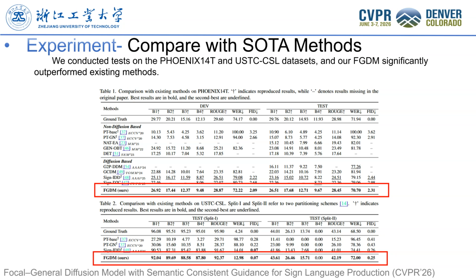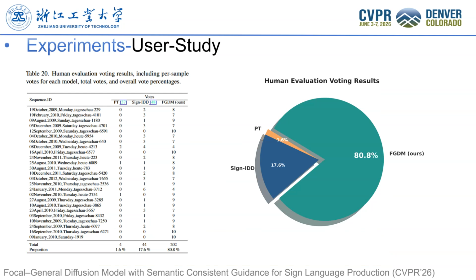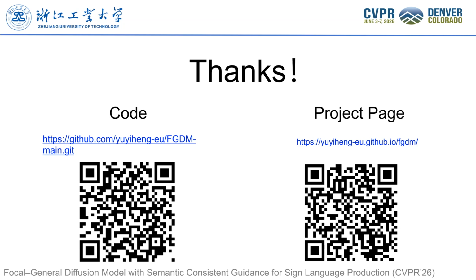Considering that existing metrics may not fully reflect model quality, we conducted a user study. In this study, participants were asked to vote on anonymously generated sign language videos, judging which ones were closer to the ground truth. As shown, FGDM received 80% of the votes, demonstrating a clear advantage over existing methods. The table on the left records all the voting results.